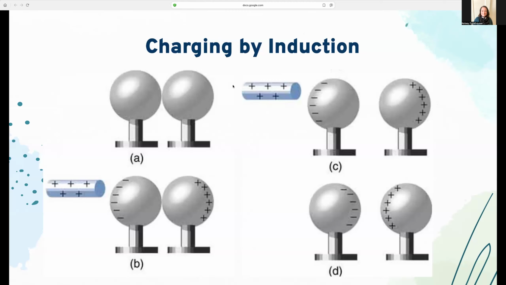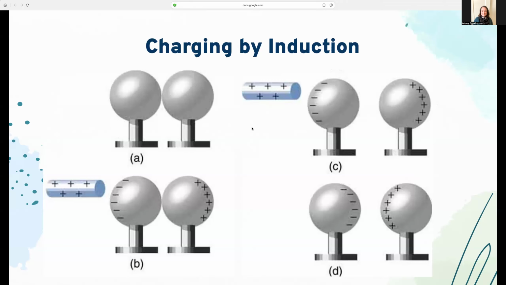Then, while the rod is still next to things so that the charges are still in this distribution, if we then separate the two spheres and remove the rod, we end up with a negatively charged and a positively charged sphere. And we did that without actually touching them to our positively charged rod.